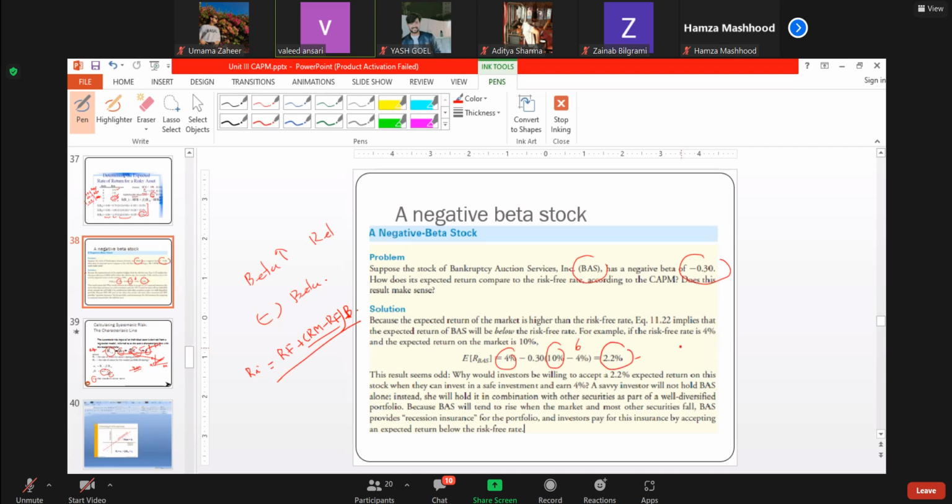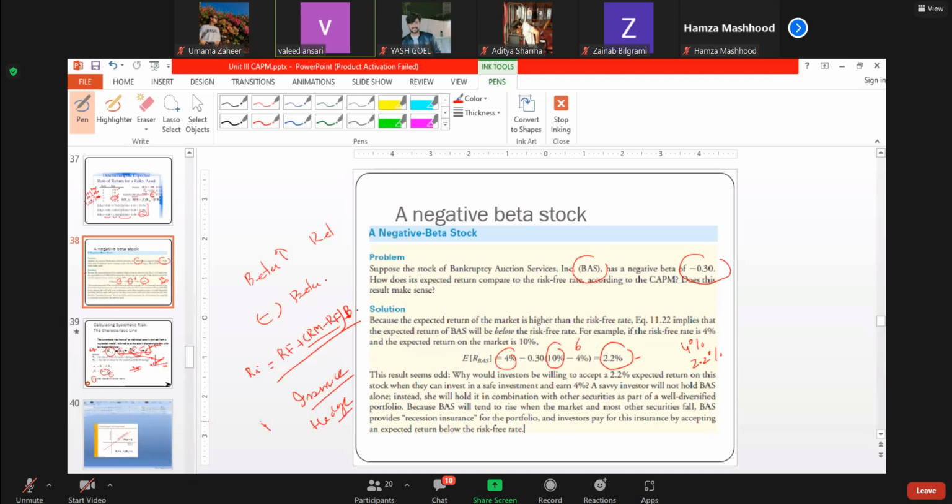The risk-free rate is 4%, and it is offering a return of 2.2%. Now, what is the implication of this? The implication is that if you find a stock like this with a negative beta, it can act as an insurance, a hedge. Hedge means that you can minimize the risk.